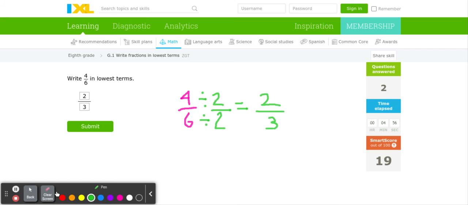So I hope I helped you understand how to write fractions in lowest terms. Once you get on to harder fractions that are much bigger, they won't always be that simple to do, but the trick is to find a common factor that can be divided into both the numerator and denominator of the fraction given. So I hope I helped you understand this concept.